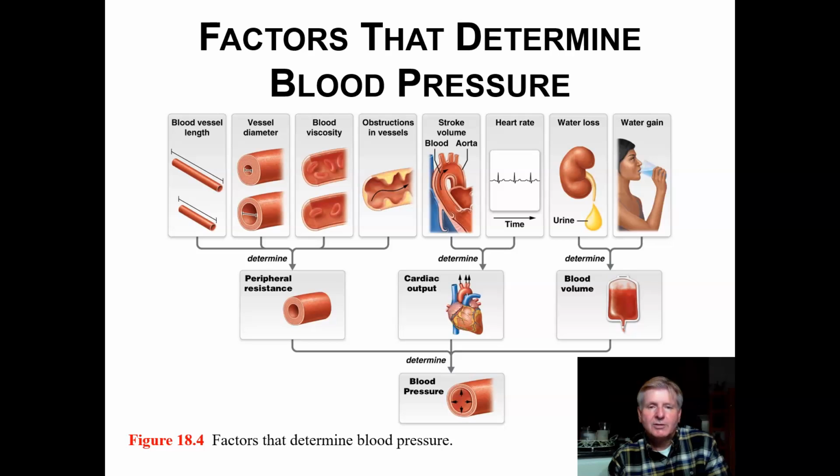So these are all the factors that determine your blood pressure: blood vessel length, vessel diameter, viscosity. Remember, those affect peripheral resistance. Cardiac output is determined by stroke volume and heart rate. Remember, obstructions in vessels like atherosclerosis also will determine peripheral resistance. Okay, and then your water loss and water gain determine your blood volume. So you take your peripheral resistance, your cardiac output, and your blood volume. Those are your 3 main factors that determine your blood pressure.